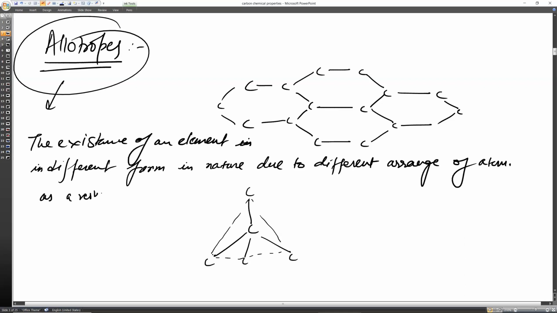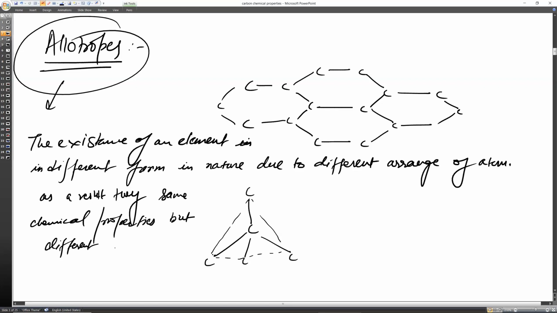As a result, they have the same chemical properties but different physical properties. So the existence of an element in different forms in nature, you have to keep in mind what I'm saying here, is due to different arrangements.